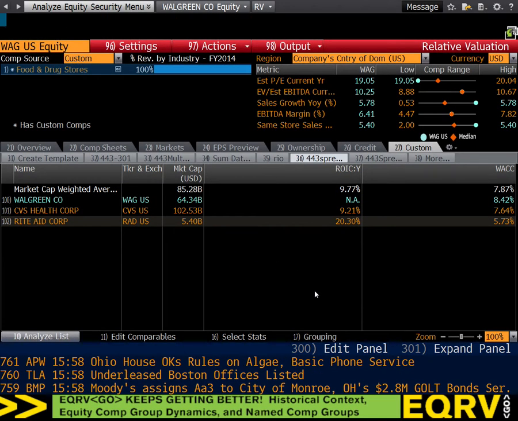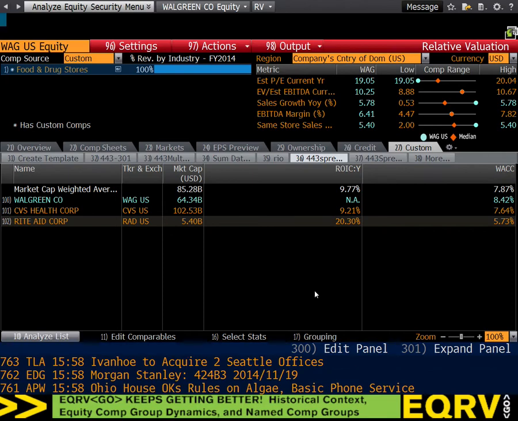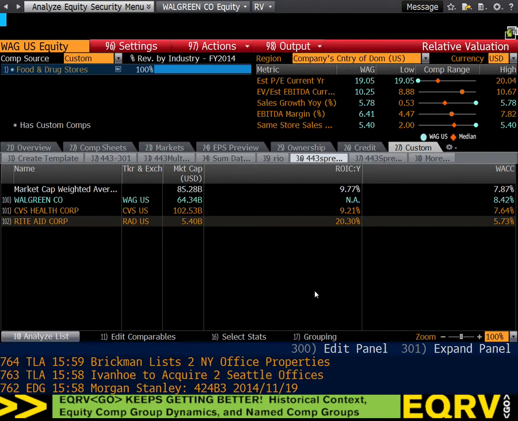Now here's the challenge with the RV, which is Walgreens has an NA. For some reason, Bloomberg is having trouble calculating an ROIC. So this is not acceptable. We can't have an NA, particularly for the company that we're presenting, in this screen. So we have 2 choices.